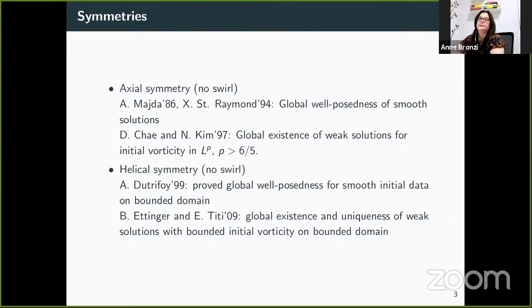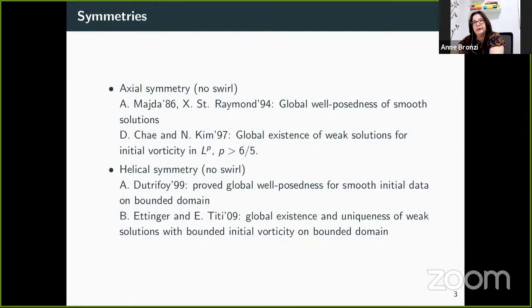If you write your velocity in cylindrical variables, then you take the tangential component of the velocity, and you impose that this is 0. This is the case where we have no swirl for the axisymmetric case. Under this hypothesis, Majda and Raymond proved the global well-posedness of smooth solutions. And Chae and Kim proved the global existence of weak solutions for initial vorticity in L^p for p greater than 6/5.